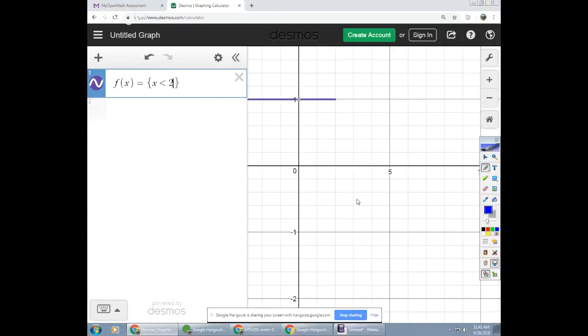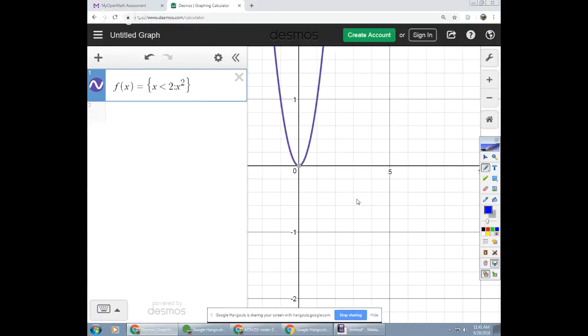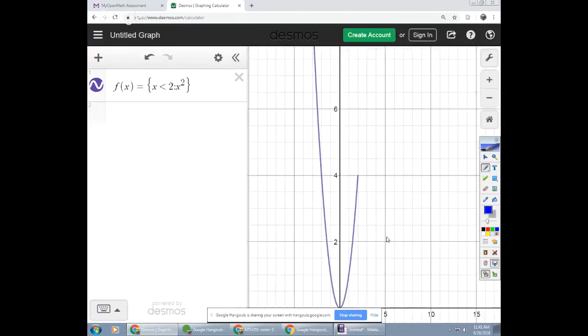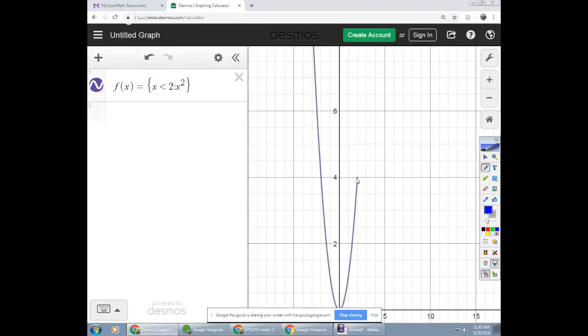X is less than 2. And then I do a colon. I'll write this on the board too. And then I state, okay, what's the formula? The formula is x squared. And if I zoom out on this, you'll see that it just stops when x is 2. It says, oh, done, can't graph anymore.